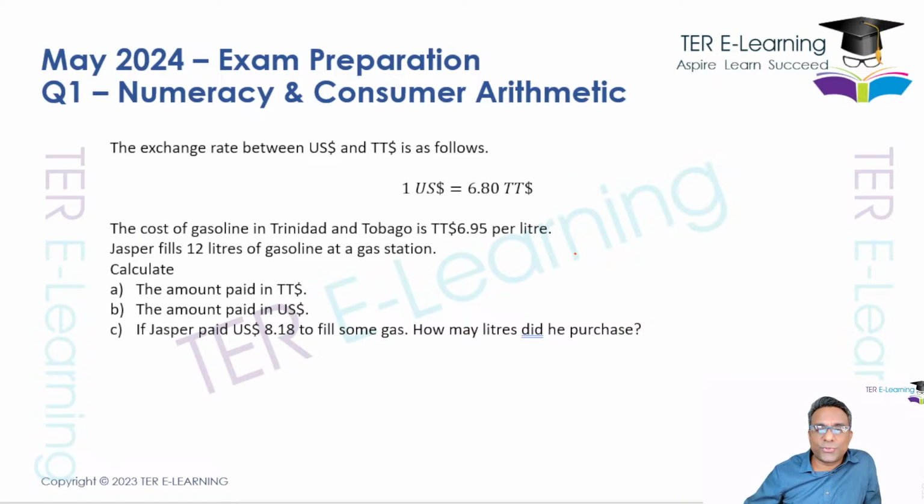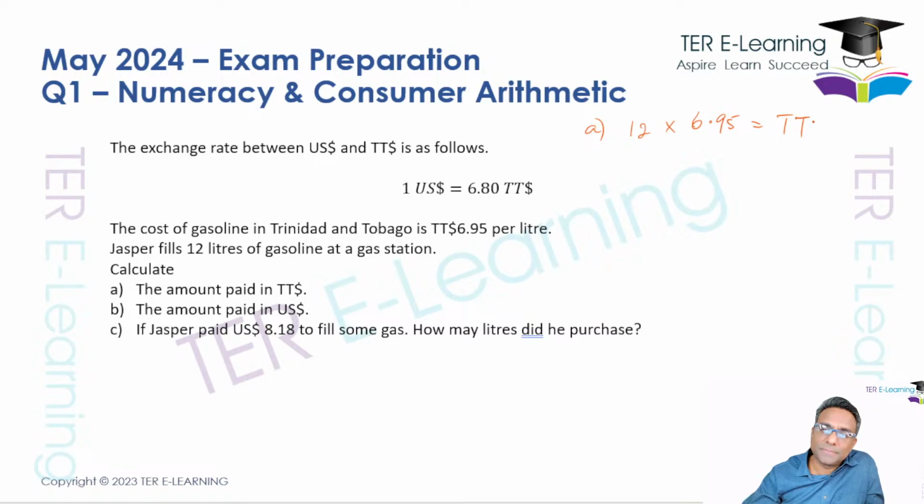Now, the cost of gasoline in Trinidad and Tobago is $6.95 TT dollars per liter. Jasper fills 12 liters of gasoline at a gas station. We want to calculate the amount paid in TT dollars. So let me work part A up here. The cost per liter is $6.95, and he's purchasing 12 liters, so to get that answer, it's simply going to be 12 multiplied by $6.95. So that's going to give me my TT cost.